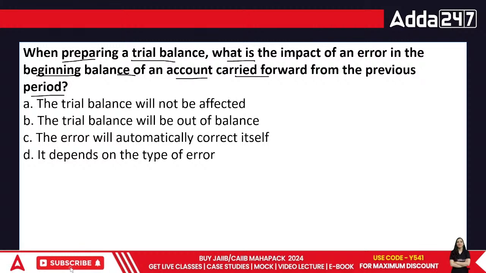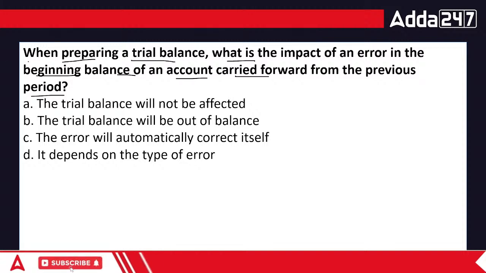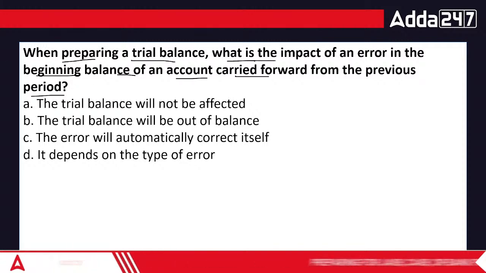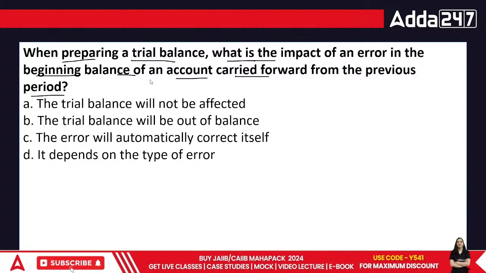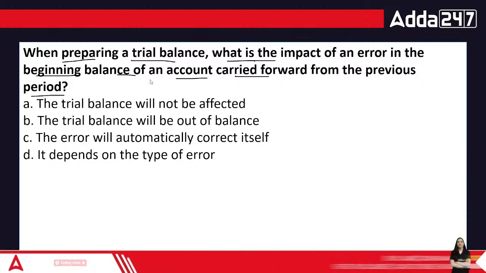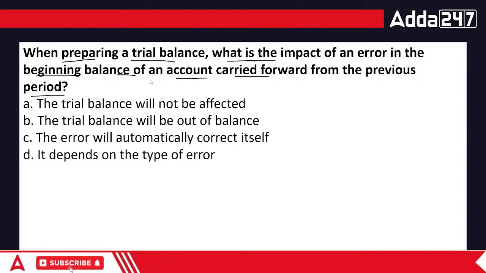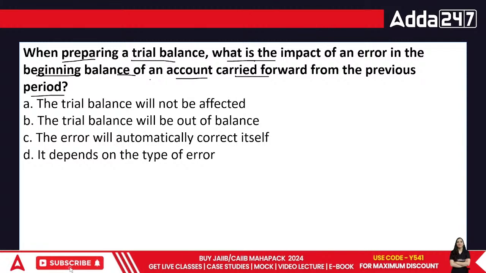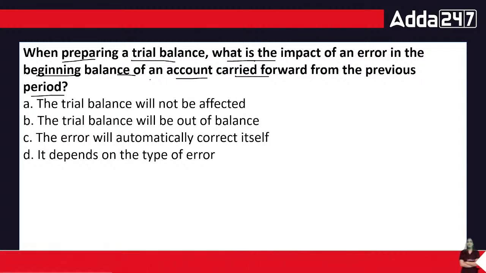Now let's talk about this. If we talk about the trial balance, what is the impact of an error? If we talk about an error which has happened in the previous year, then in this case your trial balance is definitely not correct. It is something which is out of balance. Why? Because there was an error which is being carried for a longer period.